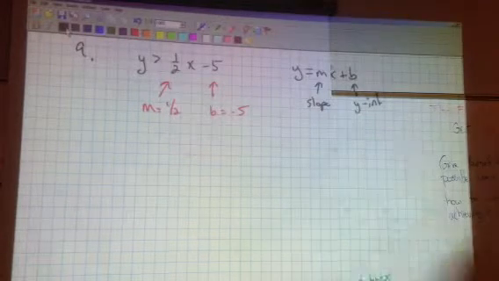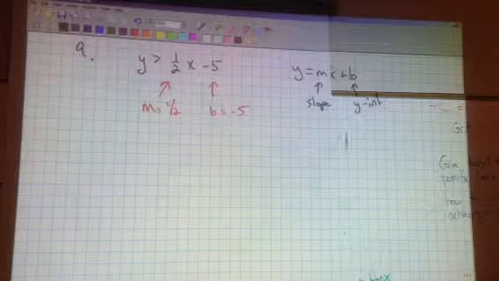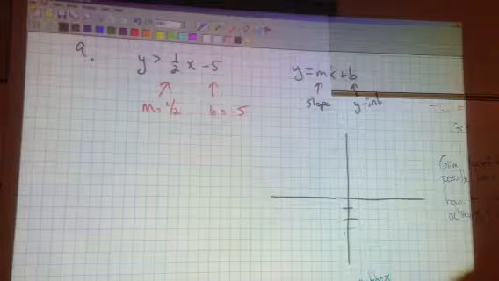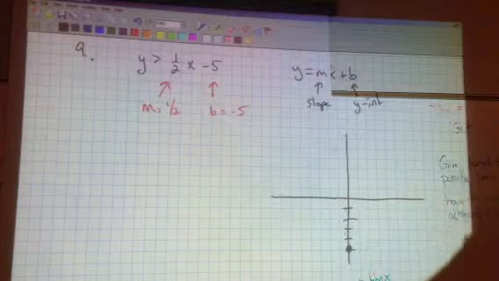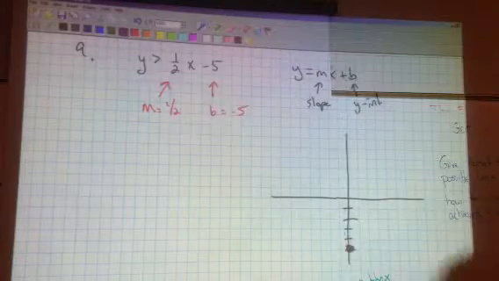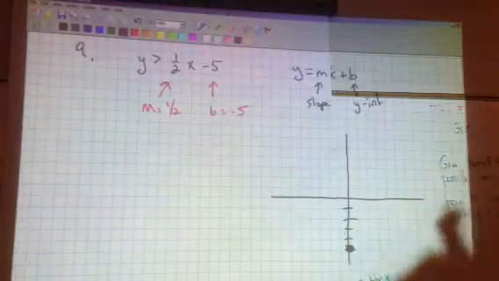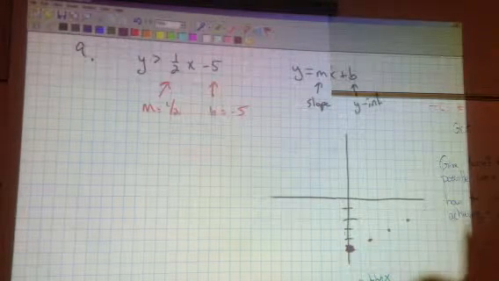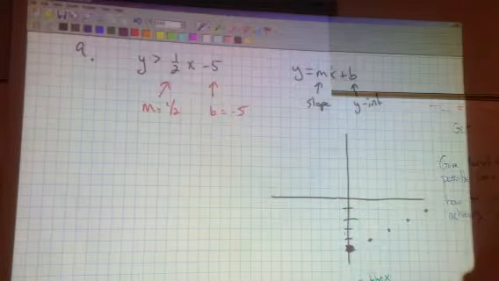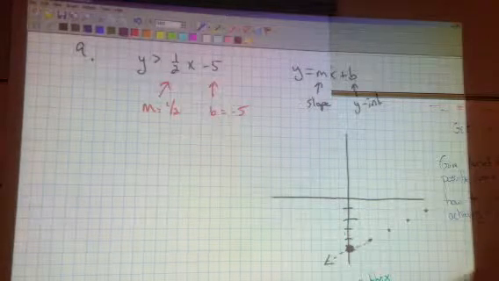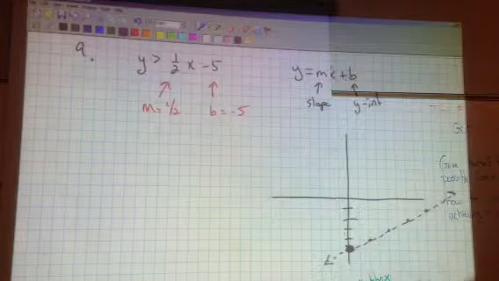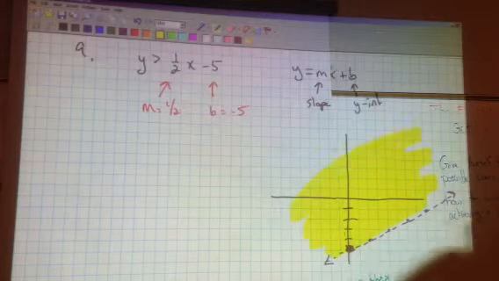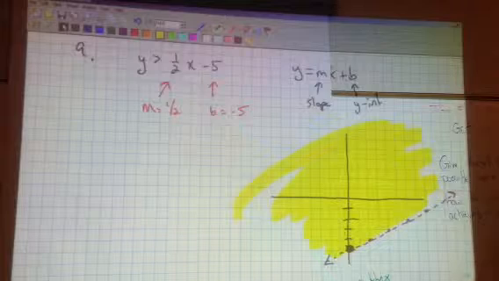So in this case, make my graph over here. So I'm going to go down to the -5 y-intercept, so right on the y-axis. And it's rise over run, 1 over 2. So up 1 over 2, up 1 over 2. So it looks like this. And again, it's a dashed line because it cannot equal y. And we're going to shade above it because it's greater than y. So everything above that is a solution to the 1 inequality.